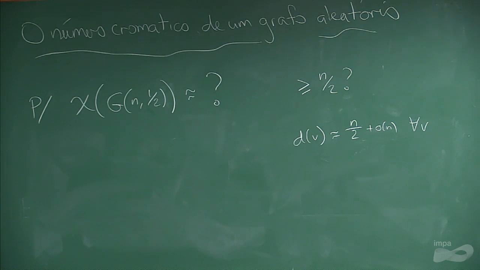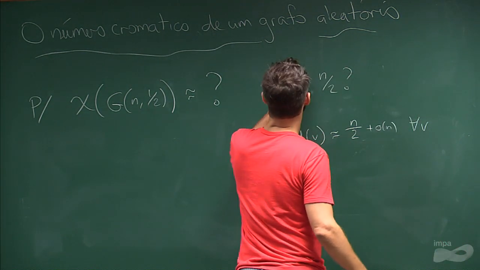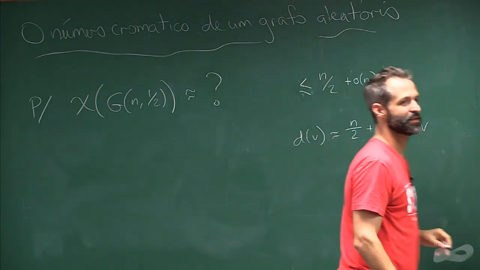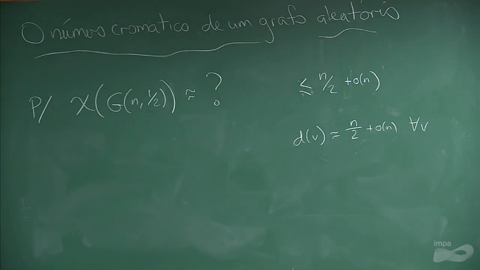No, you don't. For example, this graph has chromatic number 2. So what have you proved? You haven't proved a lower bound of n over 2. You've proved an upper bound of roughly n over 2, n over 2 plus, let's say, little o of n, because the maximum degree will be roughly n over 2. And we already saw that just by a greedy algorithm, you can color with max degree plus 1 colors. OK, so that's n over 2, upper bound.